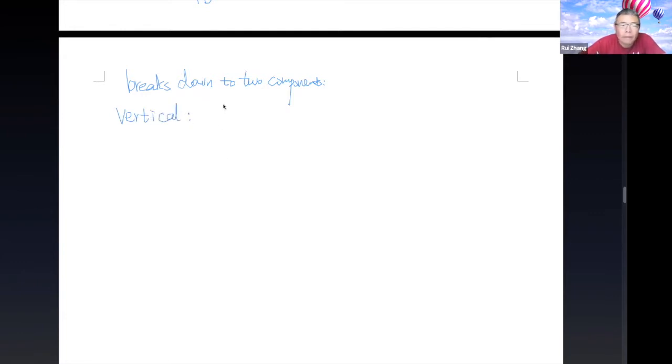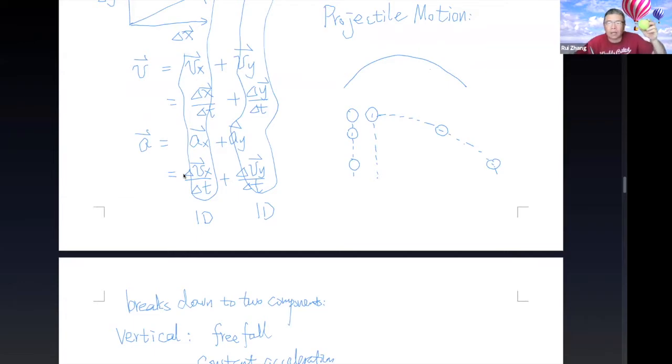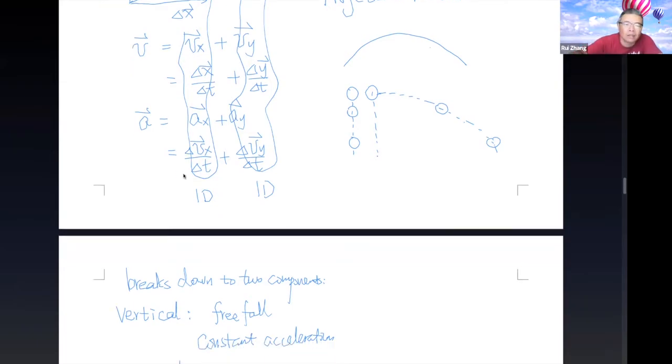That means it is a constant acceleration motion. What happens along the horizontal direction? Basically along the horizontal direction, it is going to go like this. We haven't really learned anything about the reasons for the motion, but it turns out that along the horizontal direction it is a constant velocity motion.